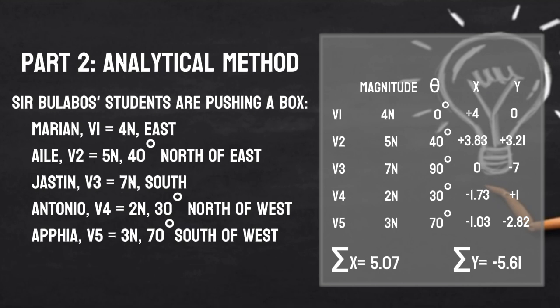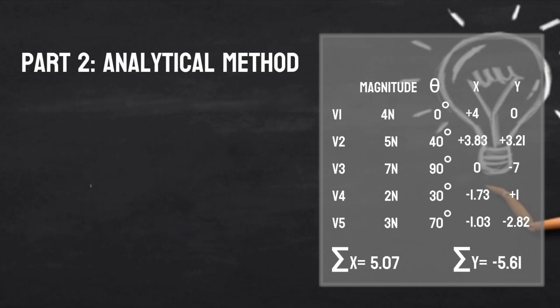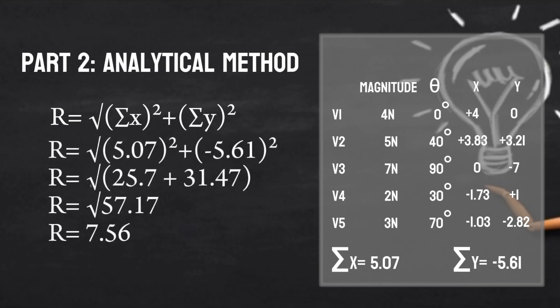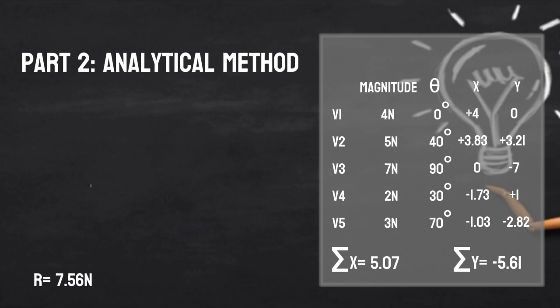After getting the summation of x and y, let's plug in the values in this formula. Resultant vector is equal to square root of summation of x squared plus summation of y squared. While using this formula, we can get the resultant vector, and that is 7.56 newtons. Next, make use of this formula to solve for the angle.